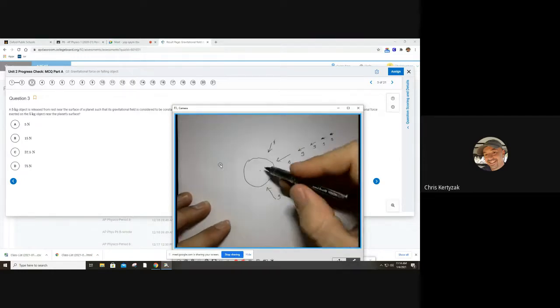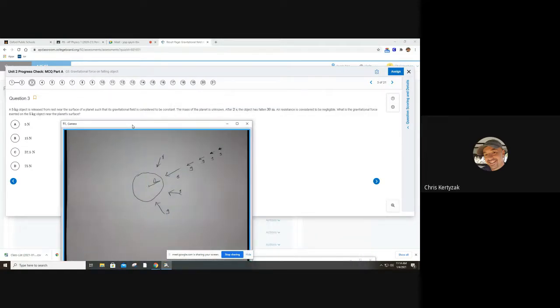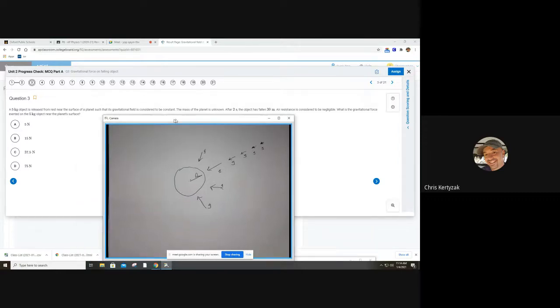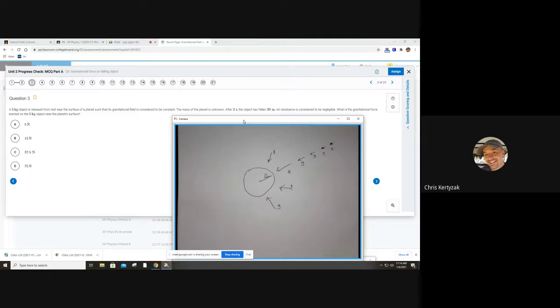So at a certain distance from the center, it's considered constant. Just trying to make sure you understood what that meant. The gravitational field is considered to be constant. It doesn't change to be 10.1 or 9.7. Everywhere on the surface, it's 9.8. The mass of the planet is unknown. After 2 seconds, the object has fallen 30 meters. Air resistance is considered negligible. What is the gravitational force exerted on the 5 kilogram object near the planet's surface?